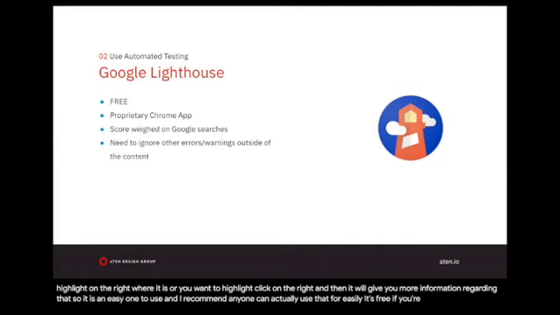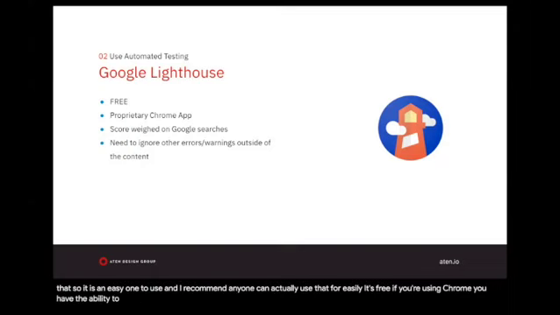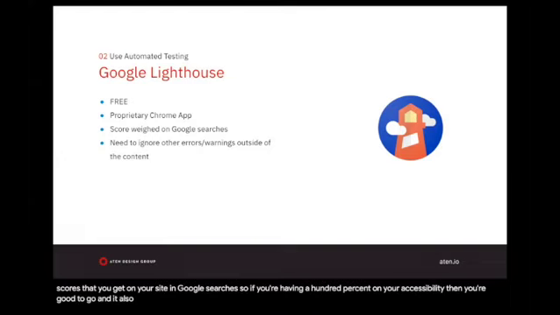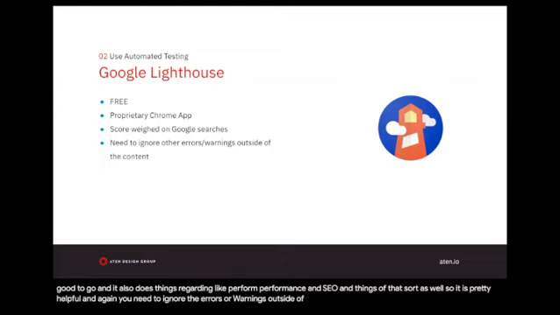If you're using Chrome, you have the ability to use it. It's already there. And one thing that we're seeing more and more is that they're weighing these scores that you get on your site in Google searches. So if you're having 100% on your accessibility, then you're good to go. And it also does things regarding performance and SEO and things of that sort as well. So it is pretty helpful. And again, you need to ignore the errors or warnings outside of the content, unfortunately.